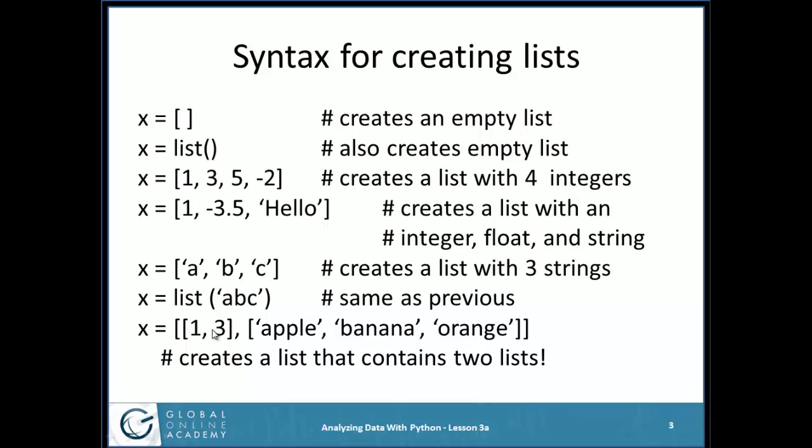And here's something that you can only do in Python. x is a list that contains 2 more lists. The first list in x is the list containing 1 and 3. The next list in x is the one that contains the strings apple, banana, and orange. Now you've got to be awfully careful with this much power in Python. You've got to be very careful that you know what's happening with each particular element in your lists.